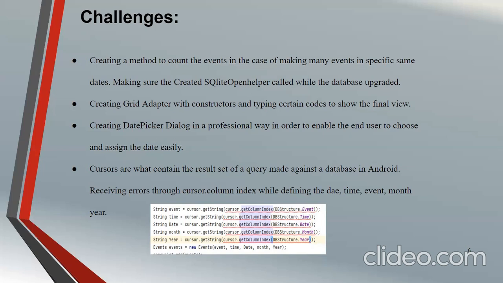And another challenge we faced is cursors, which contain the result set of a query made against a database in Android. I also show an example error that we faced through the project, which is receiving errors through cursor dot column index, while defining the date and the time and event and month and year.